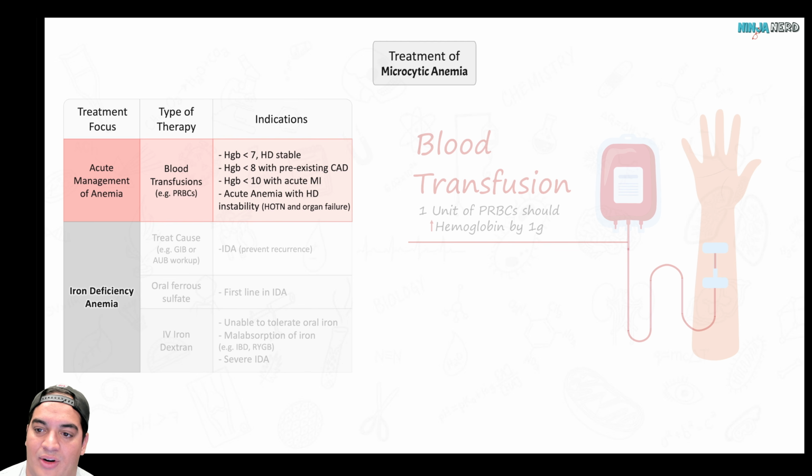Hemoglobin less than 7 if they're asymptomatic, hemoglobin less than 8 if they have CAD, hemoglobin less than 10 if there's severe symptomatic anemia, especially an acute MI, and then any hemoglobin level, regardless, if they're in hemorrhagic shock, you give them blood until they're no longer in shock.